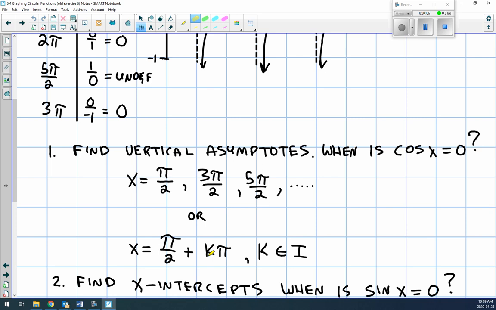So for instance, if k was 0, right? 0 times pi, okay, that's gone. So it starts at pi over 2. What if k was 1? Yeah, pi over 2 plus pi. Oh yeah, that gets us 3 pi over 2. And it keeps going. And that also works for the negatives on the negative side over here.